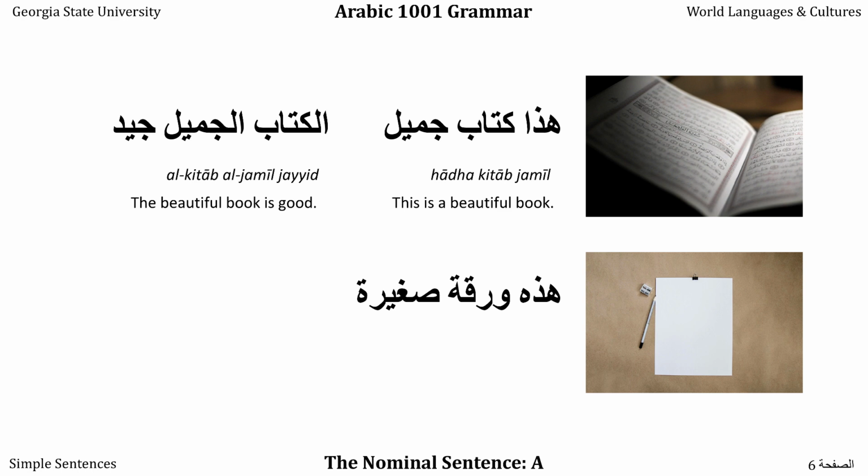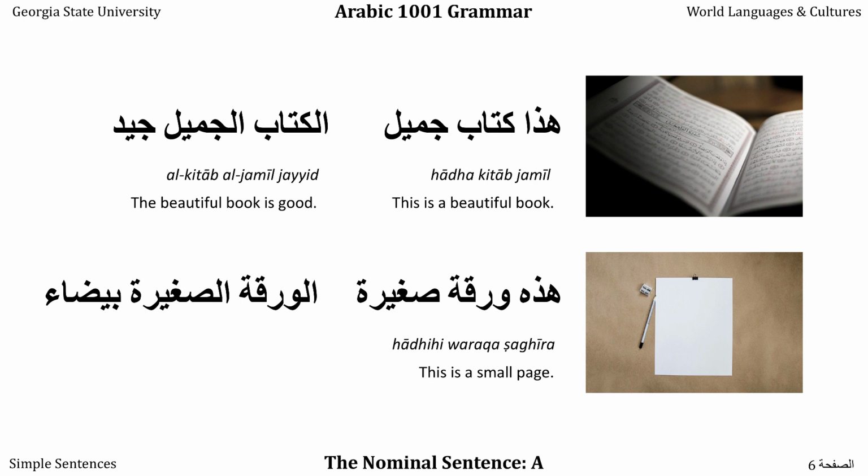Waraqa saghira means a small page. When we put hadhihi before it, it turns into a sentence, and now we have "this is a small page." We can say al-waraqa as-saghira bayda. Al-waraqa and as-saghira are both definite, but bayda is indefinite. So we know that this is a sentence and that the "is" goes between saghira and bayda. This means the small page is white, or really the small page is blank.